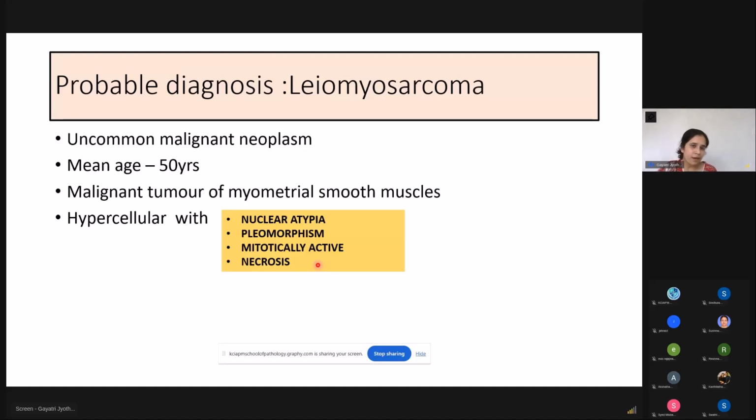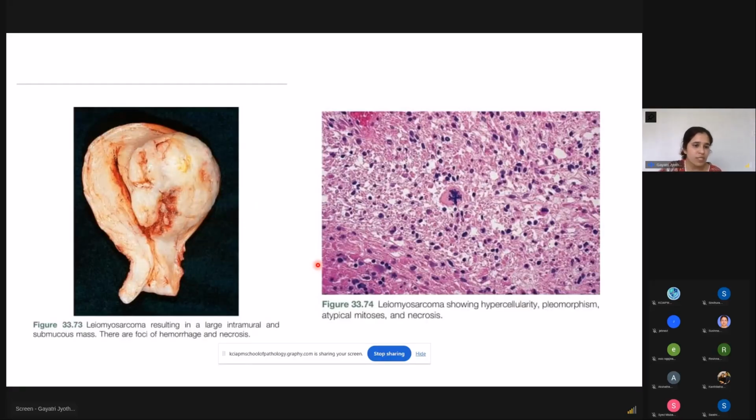Microscopically, we can see it as a hypercellular tumor with features of nuclear atypia, pleomorphism, mitotically active tumor, and features of necrosis. So this is the gross appearance of how leiomyosarcoma will appear, resulting in a large intramural or submucous mass with areas of hemorrhage or necrosis we can appreciate. And microscopically, we can see hypercellularity with pleomorphic nuclei and also atypical mitosis and areas of necrosis.